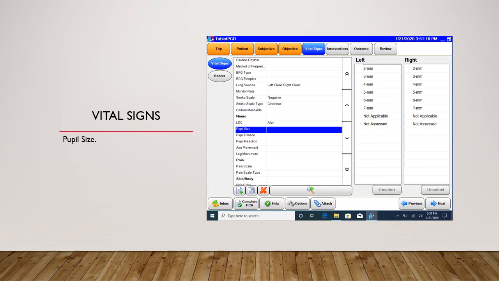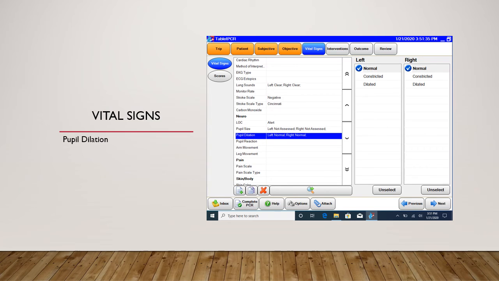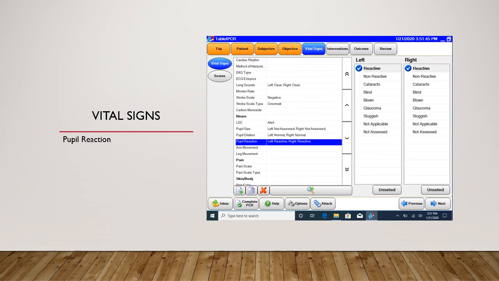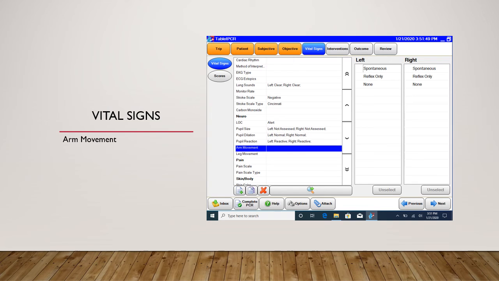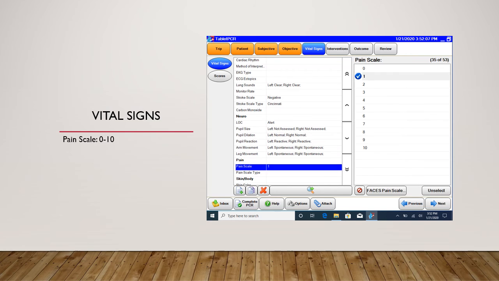Pupil size, on our pen lights there is a way to see about what the pupil size is. If you look on the side, you can see about what the size of the pupil is. Pupil dilatation, is it normal, is it dilated, constricted? Pupil reaction, is it PERRL? Does it react to light? Are they blind? Arm movement, left and right. Leg movement, left and right.